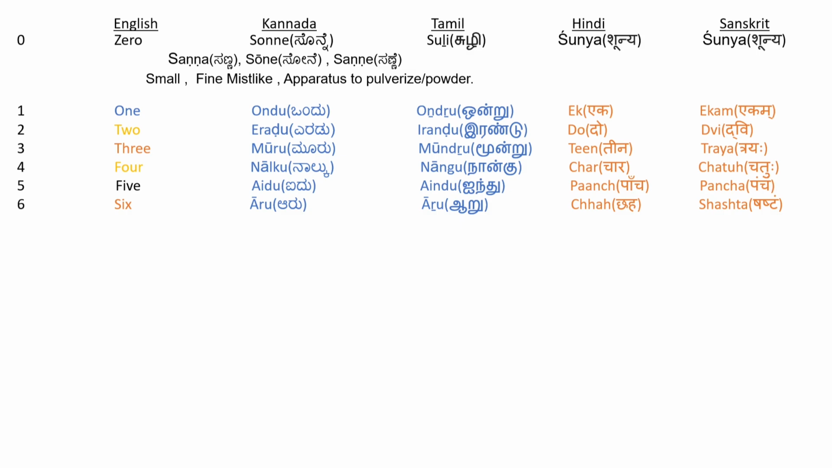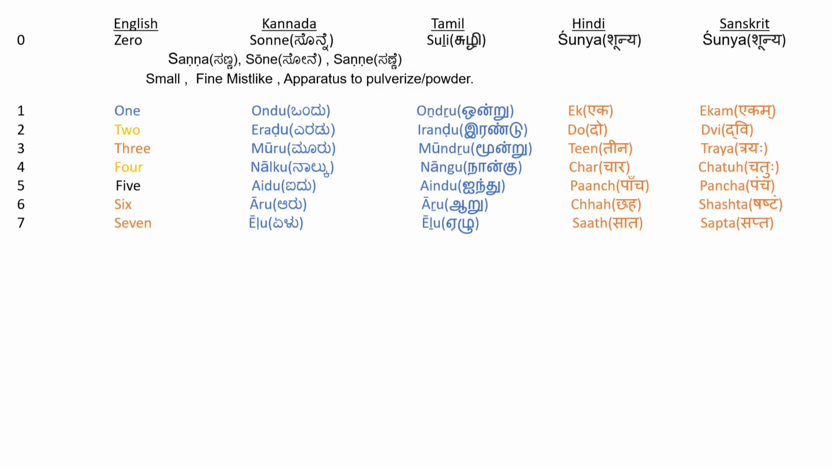This 5 in English seems to be not related to any of these. This is 6, a unique word again for a different number. Aru, this is also close, aru. Here it's shashta. Shashta and 6 may be sounding close, but this cha in Hindi, it's called cha, is roughly derived from this shashta, not very close, but roughly derived from that.